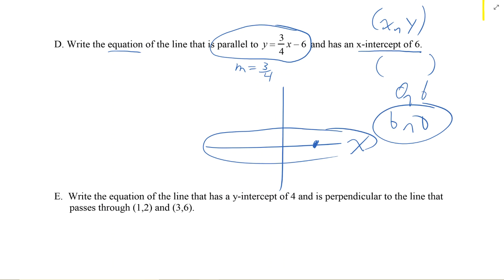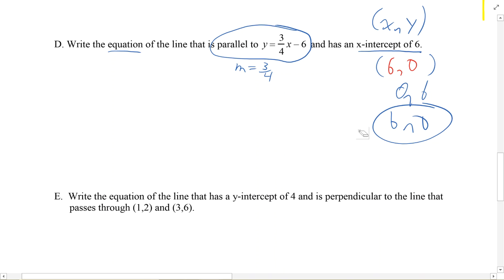So you have to know and understand and use all your ideas that they told you to use the slope of 3/4 and to use the point 6, 0. Because to be on the x-axis, it would be 6, 0. That's what you got to come up with. Any questions?